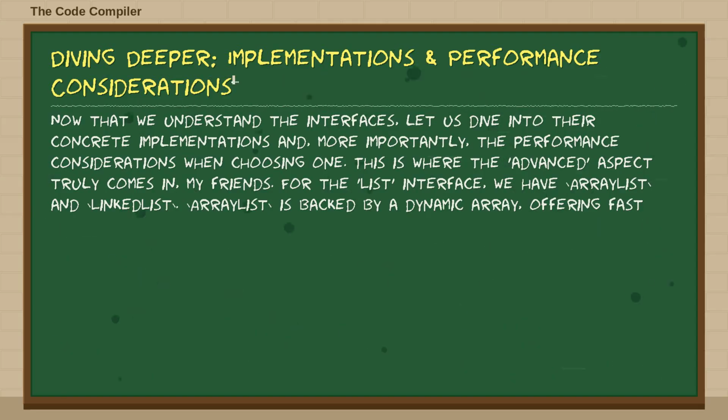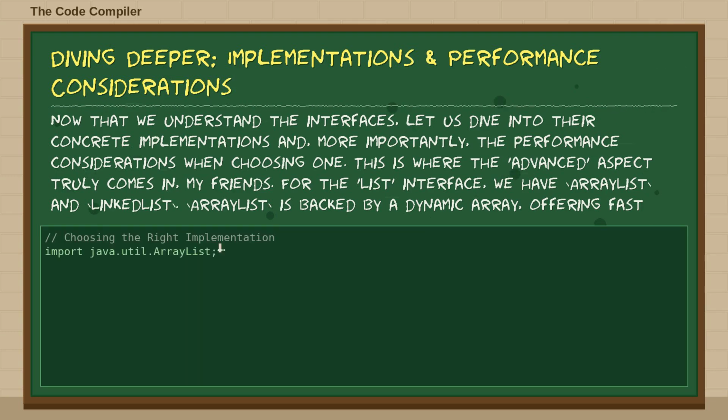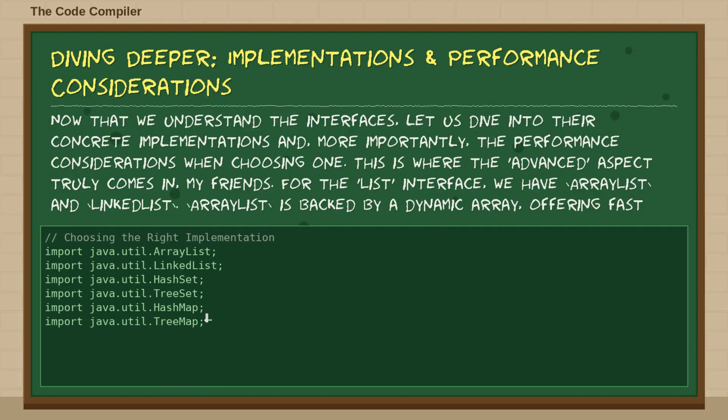Similarly, for Map, HashMap offers excellent average case performance for key-value storage without order, while TreeMap stores entries in sorted order based on keys, using a red-black tree, which can be slower. Your choice here critically impacts your application's performance, so choose wisely based on your specific use case.